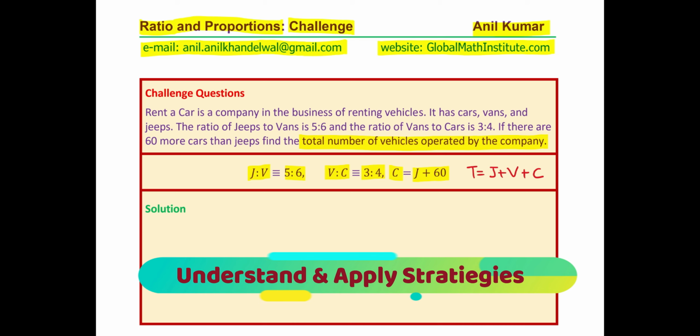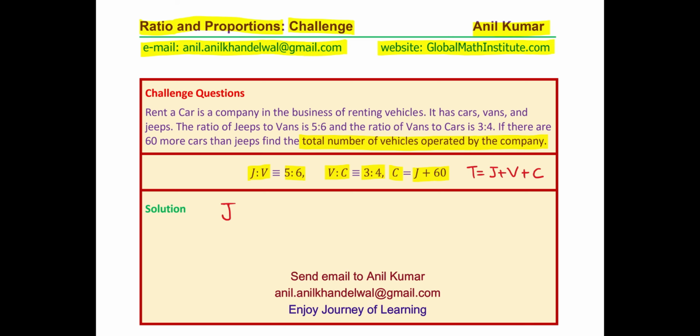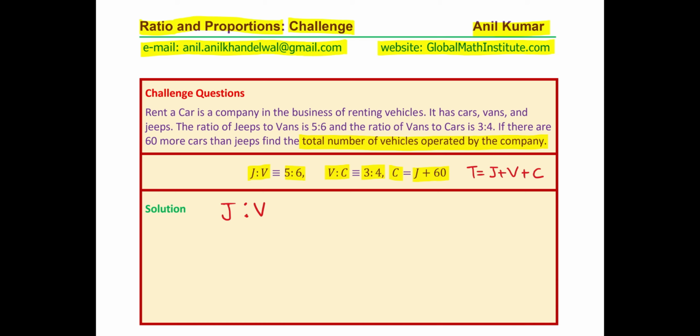Now let us see how we solve such a question. Let me rewrite the information given to us. We have jeeps and vans, so let j be the jeeps and v be the vans, and the ratio given to us is 5:6, correct? We are also given that the ratio of vans to cars is 3:4.